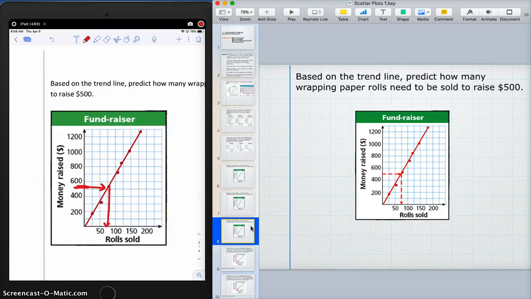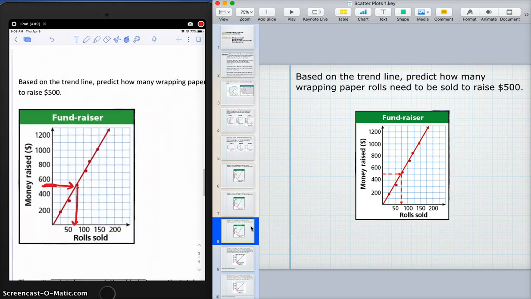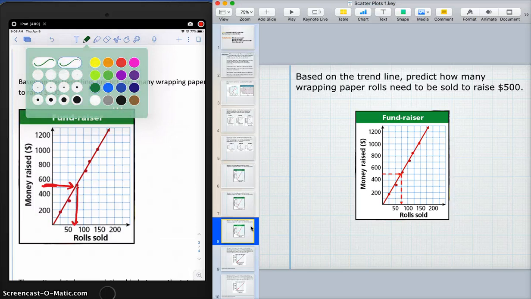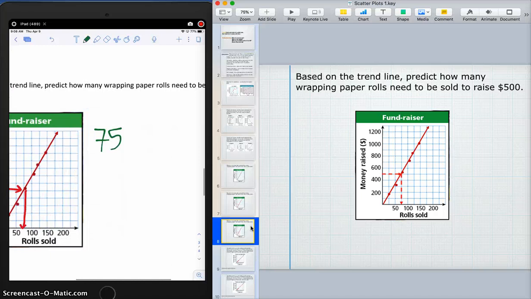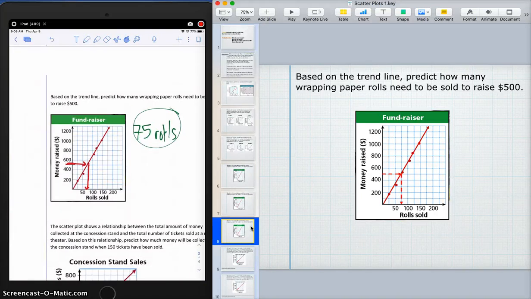So now I've got my line straight down. I just have to figure out what that point is. What is halfway between 50 and 100? Halfway between 50 and 100 is 75. So I have to sell 75 rolls in order to make $500.